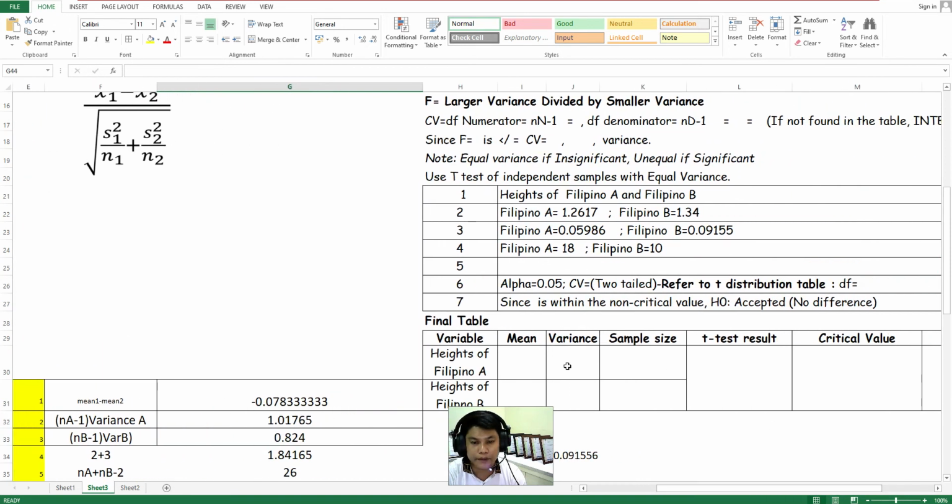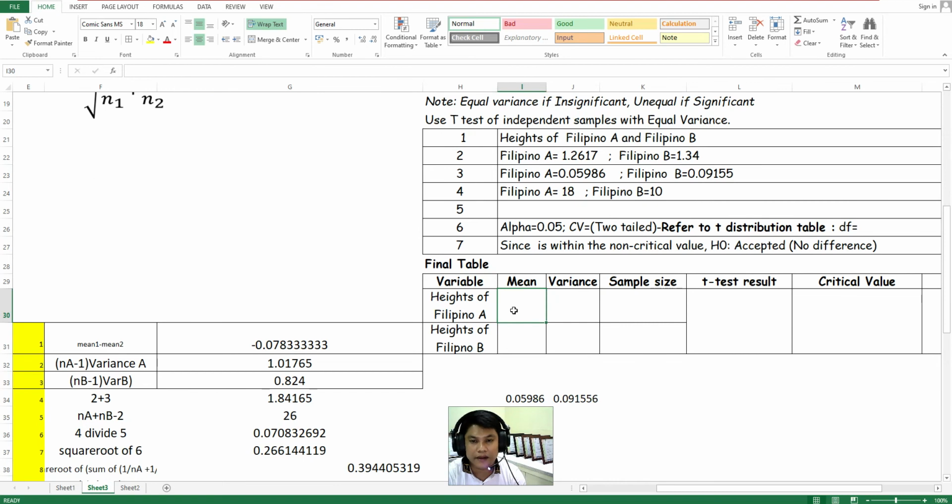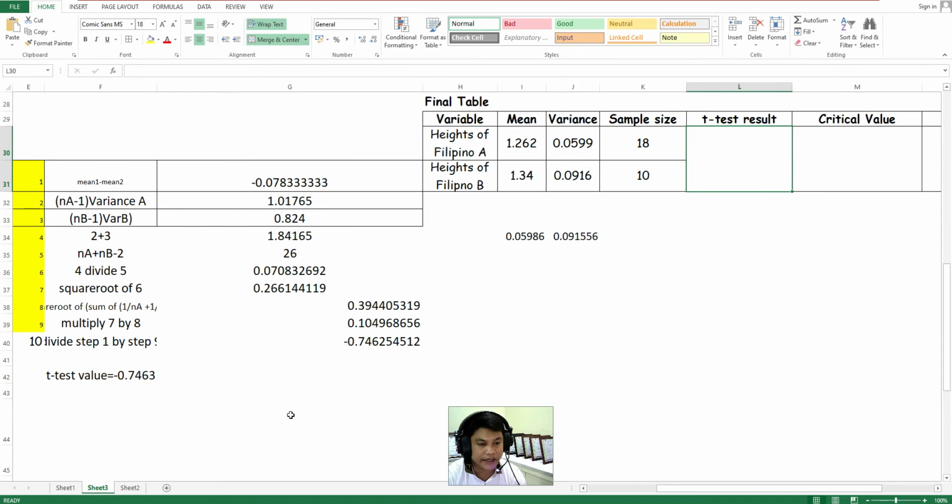Okay, so we can put here the mean. If you look at the mean of A, it's 1.2617. For B is 1.34. The variance of A is 0.05986, and then 0.09155. The sample size of A is 18 and for B is 10. And the t-test result as computed a while ago is negative 0.7463.